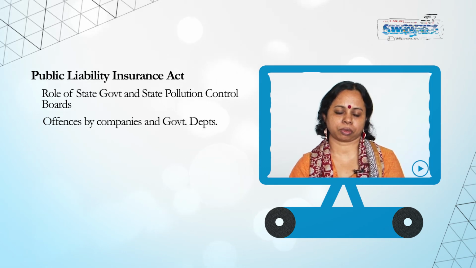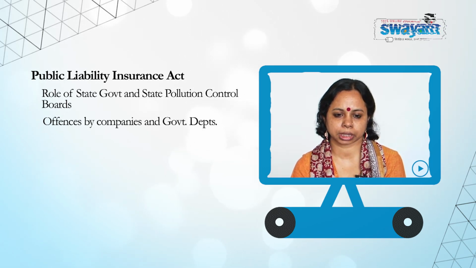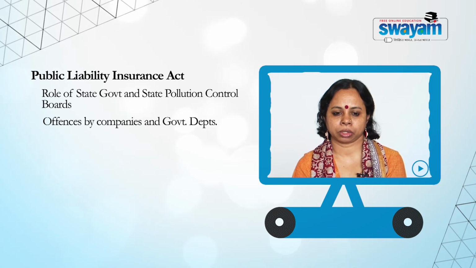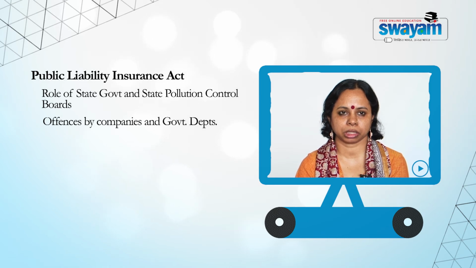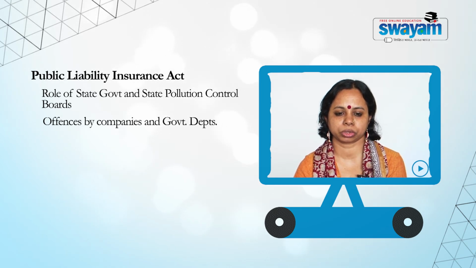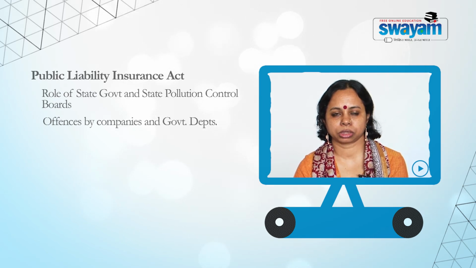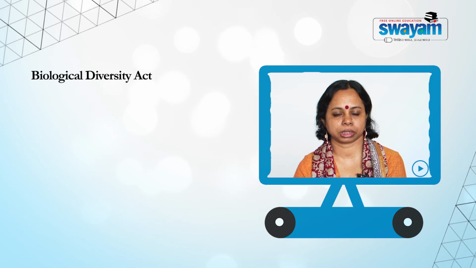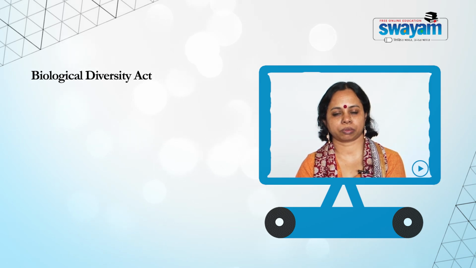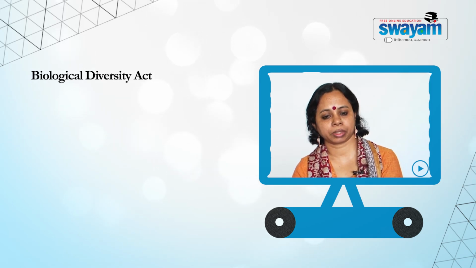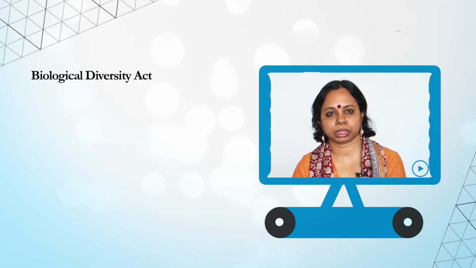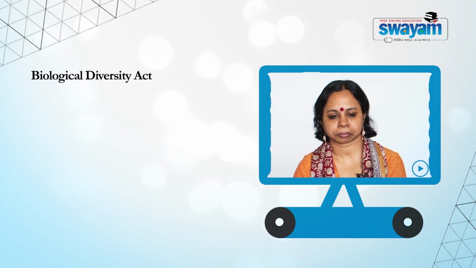So, a perusal of the acts like the Air Act, Water Act and Environment Protection Act, along with the Public Liability Insurance Act, shows that the criminal law mechanism is being used in order to tackle the violations. Now, in 2002, India enacted the Biological Diversity Act. This was in order to comply with the obligations of India under the Convention on Biological Diversity concluded by the UN in the year 1992.